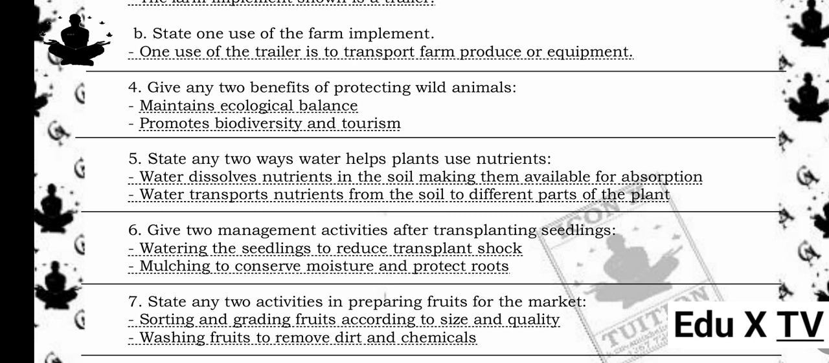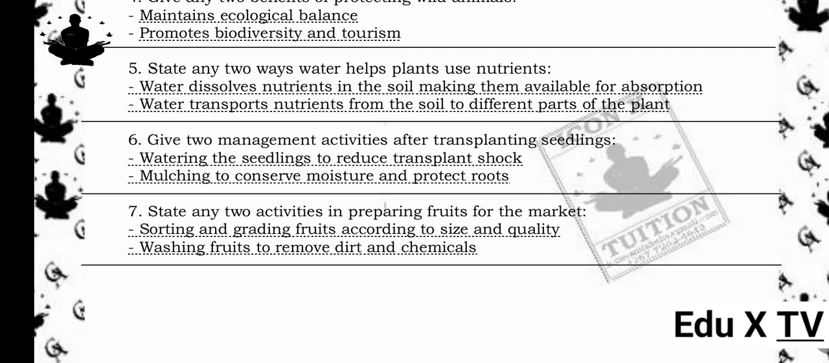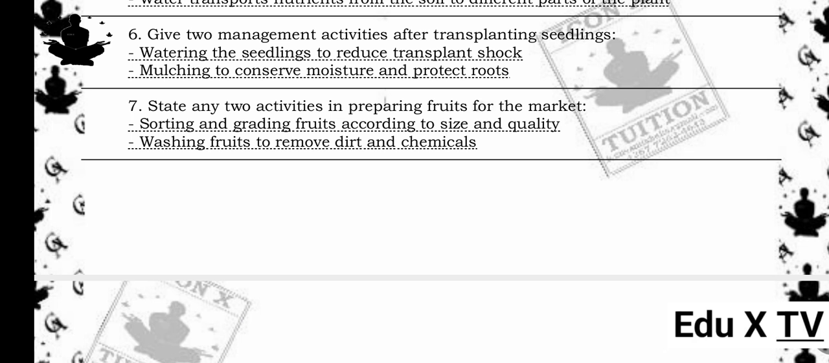6. Give two management activities after transplanting seedlings. Watering the seedlings to reduce transplant shock. Mulching to conserve moisture and protect roots. 7. State any two activities in preparing fruits for the market. Sorting and grading fruits according to size and quality. Washing fruits to remove dirt and chemicals.